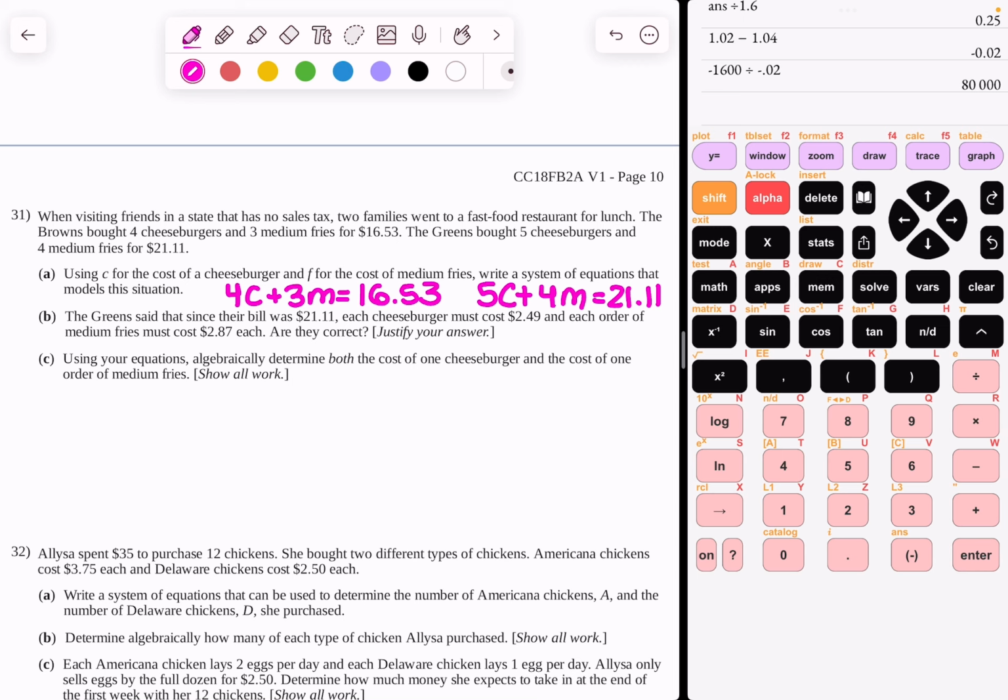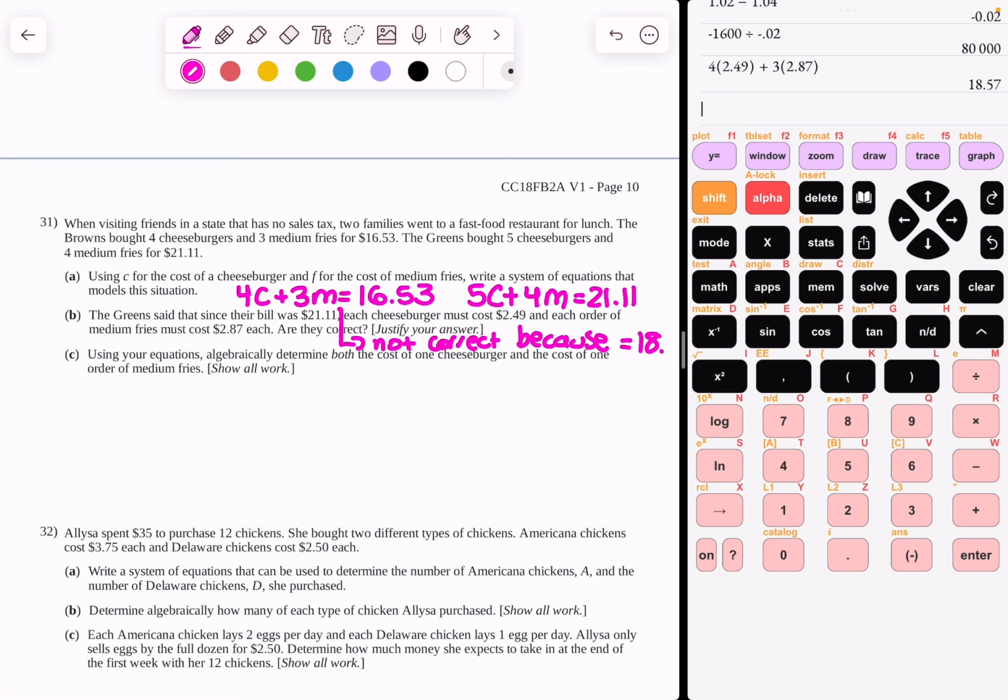Now it says, the Greens said that since their bill was $21.11, each cheeseburger must cost $2.49 and each medium fries must cost $2.87. Are they correct? Let's see. For the first person, if I have 4 cheeseburgers that cost $2.49 plus 3 fries that they're saying cost $2.87, does that equal $16.53? It does not. So, not correct, because it actually would equal $18.57.